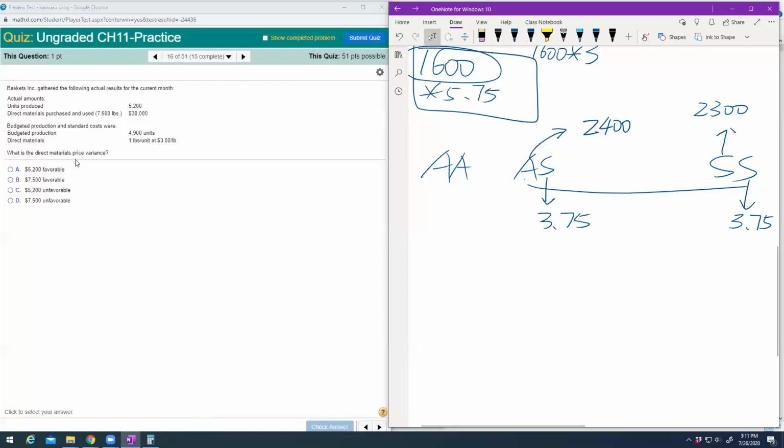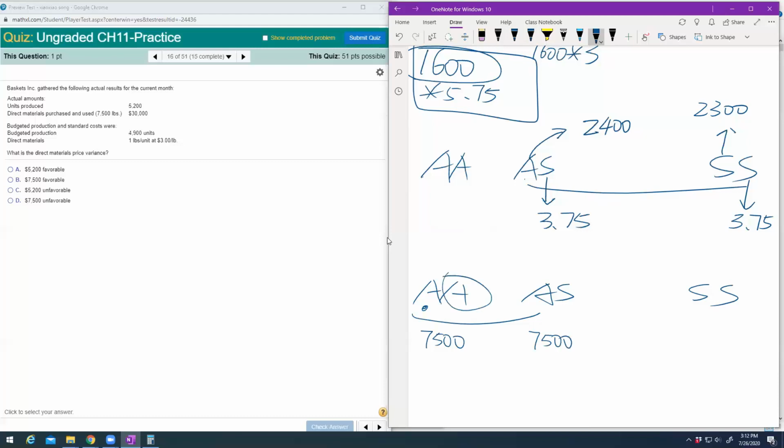For the price variance, it's actual and standard. For the price variance, we said the actual is the direct material used, 7,500, right? 7,500, and the actual price, you can just put 30,000 here as overall, but you can also calculate.